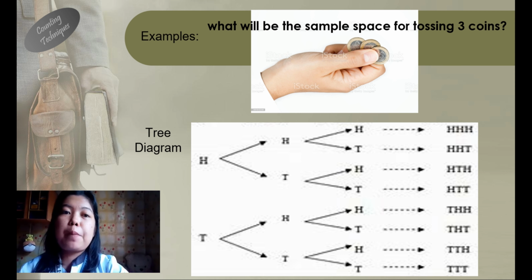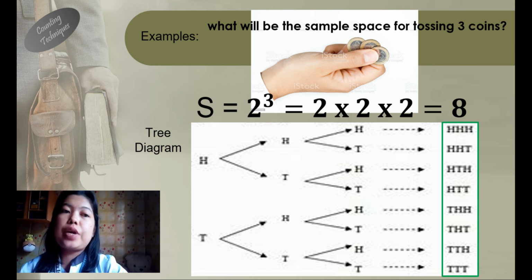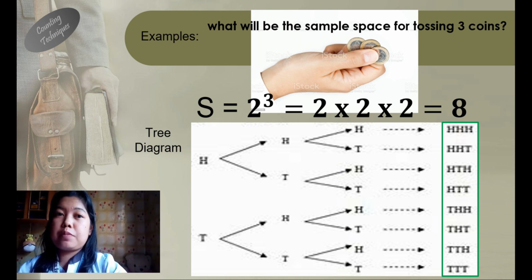Then, the number of possible outcomes will be 2 raised to the third power, which is 2 times 2 times 2, because we are using three coins. Therefore, we have 8 possible outcomes, and this is the sample space for flipping three coins.